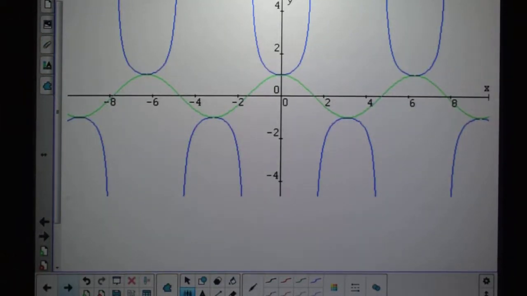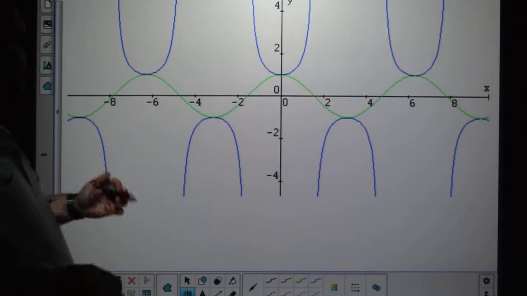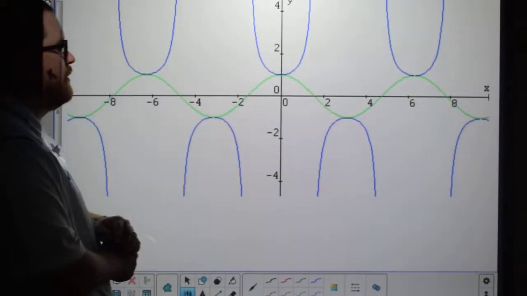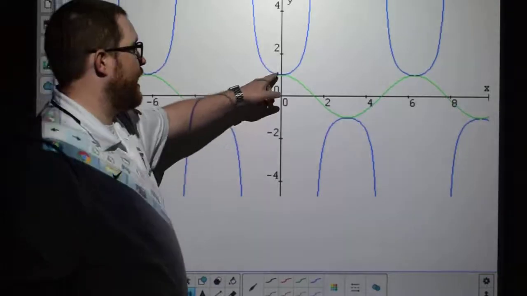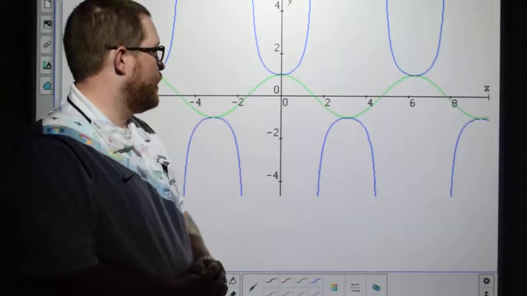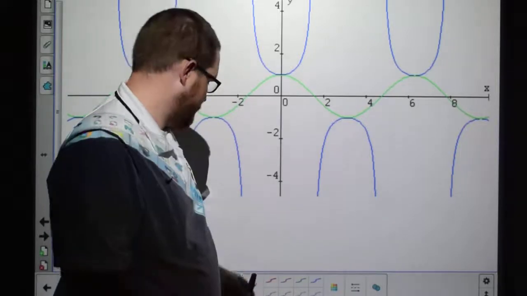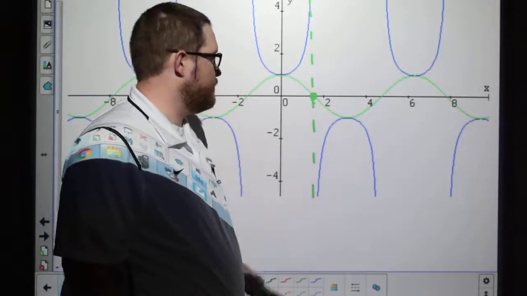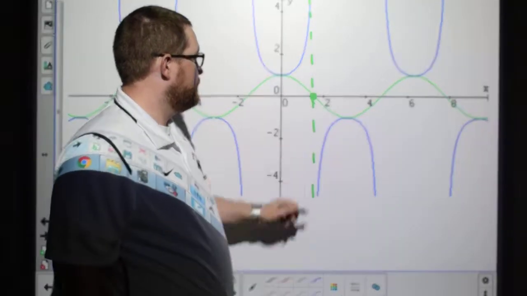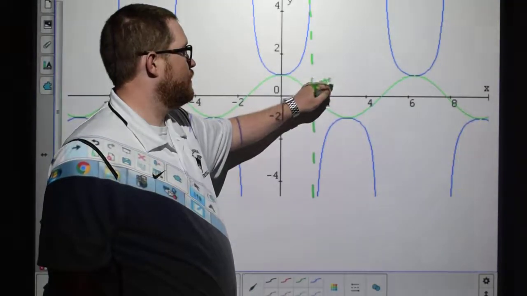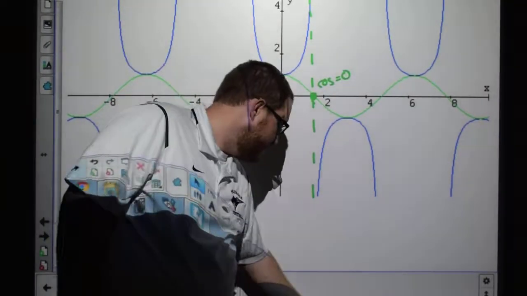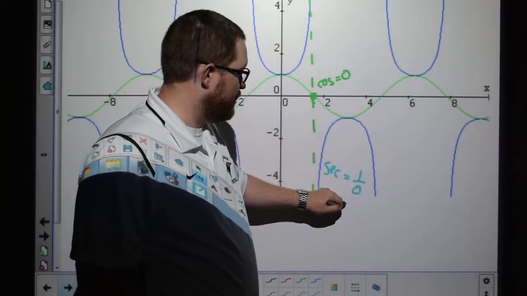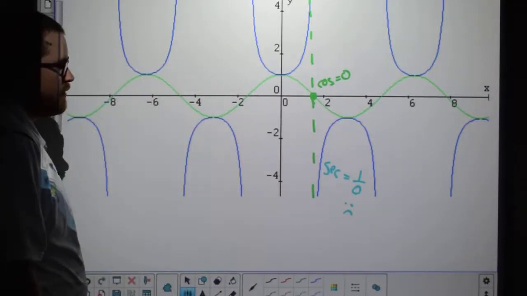Here's a better picture of it so it's easier to see. Since the green line is cosine, at the max and mins of cosine is where your secant's max and mins are, but they're the opposite. The cosine's max is the secant's min. The cosine's min is the secant's max. The cosine's x-intercept is the secant's asymptote. And if you think about it, it makes sense. When the cosine is equal to 0, then the secant would have to be equal to the reciprocal of that, which is 1 over 0, which you can't do. That's why there's an asymptote there.